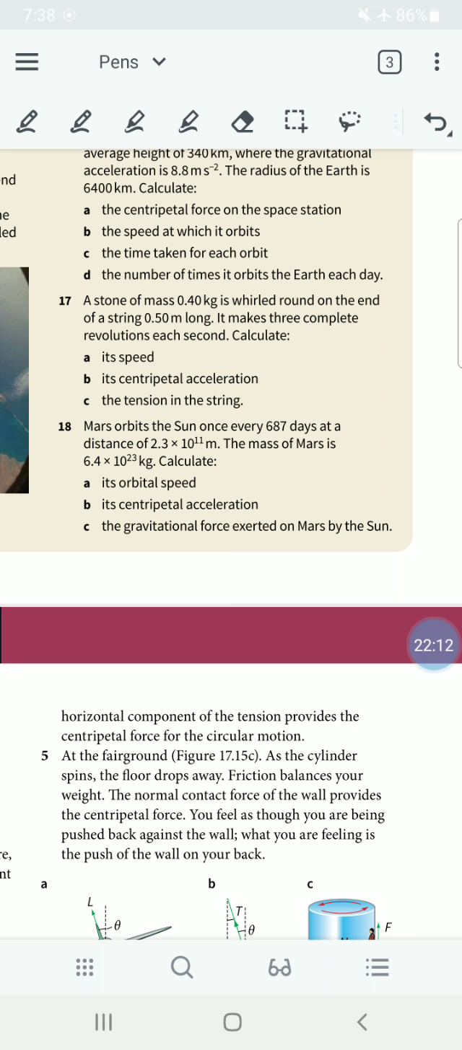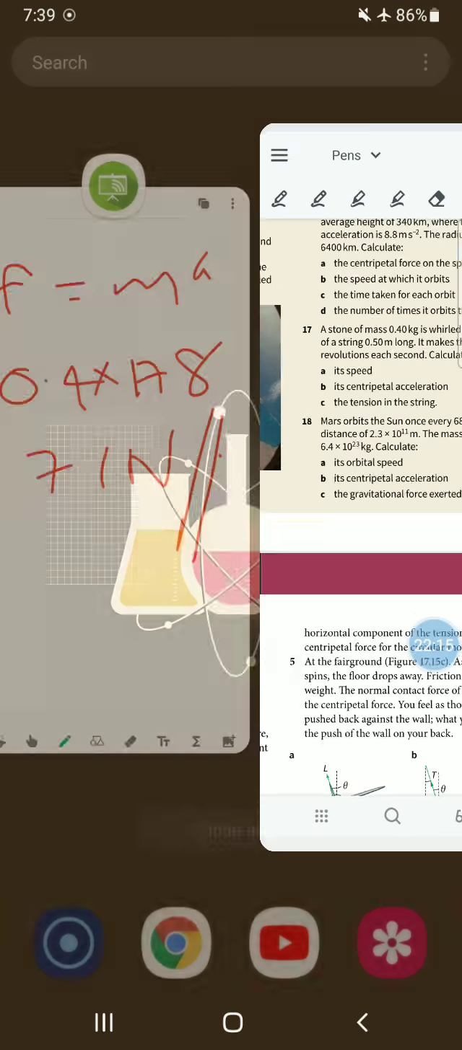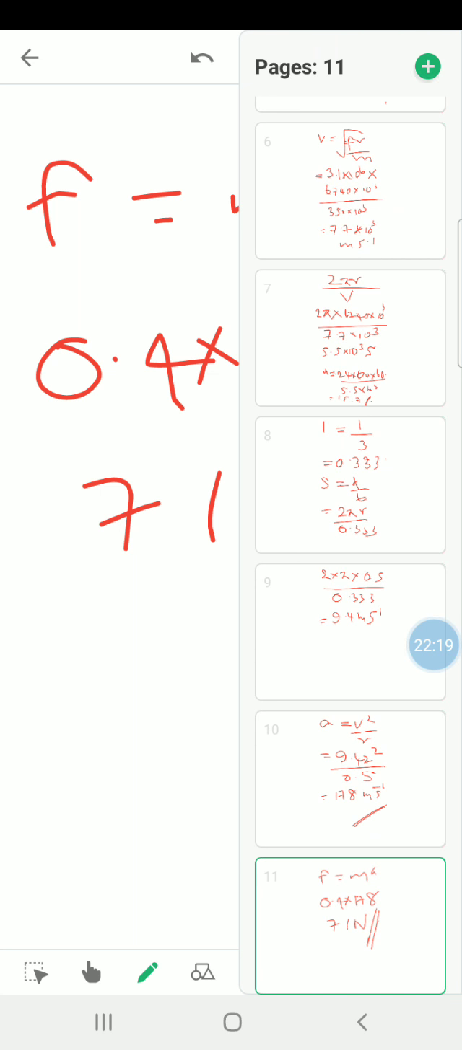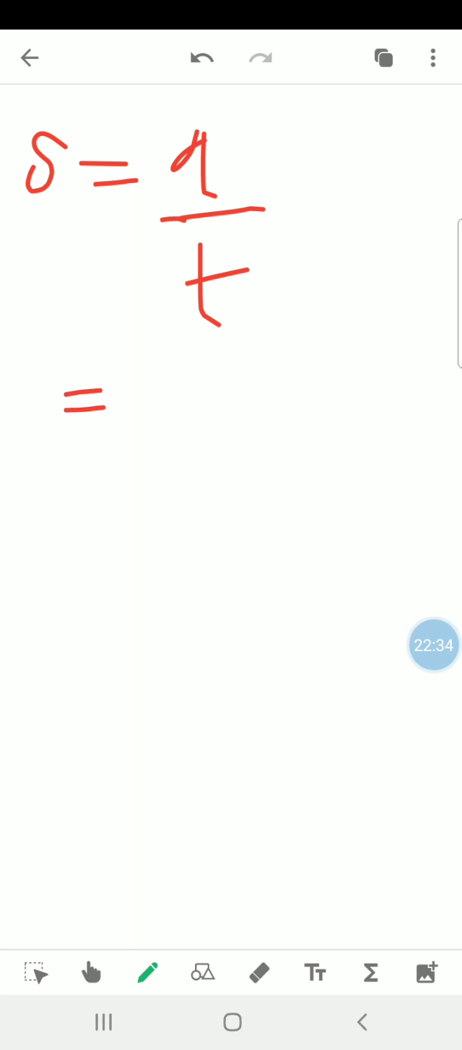Speed is equal to distance divided by time. So let's do that once again. Speed equals distance over time. Now distance is 2 pi r, 2 pi multiplied by 2.3 into 10 to the power 11. So that is the distance that it is traveling.